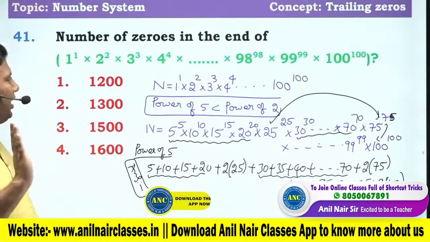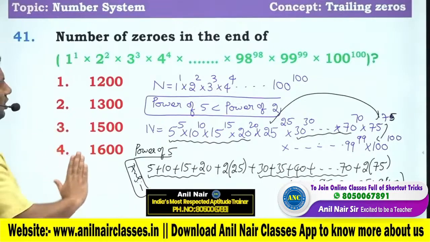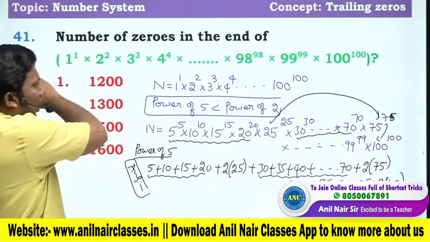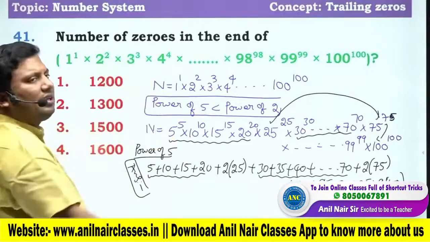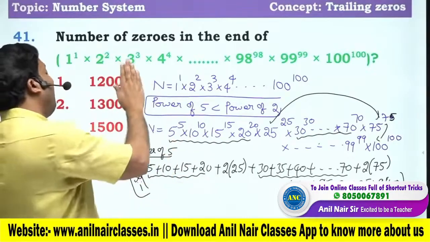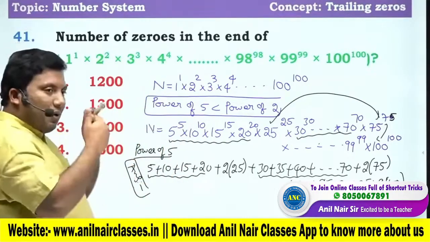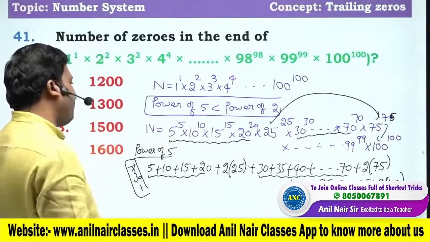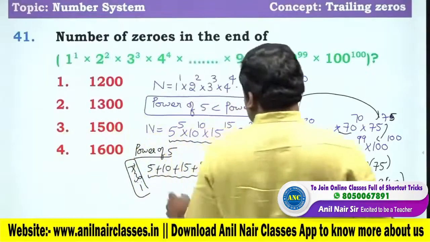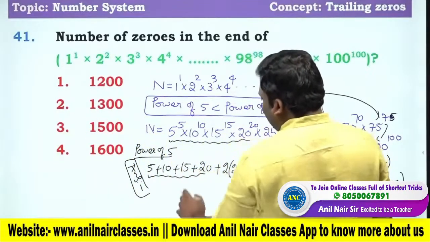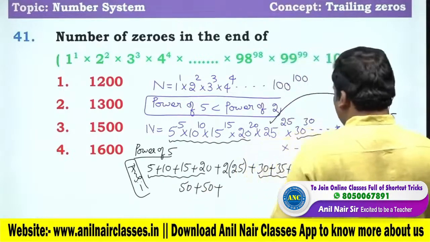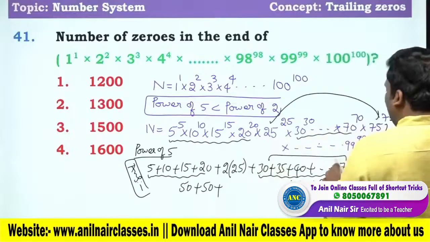I hope the idea is clear. Very, very good question. You should not get intimidated looking at this question. There are 100 terms. Every second term is a power of 2, every fifth term is a power of 5, so the power of 5 will be less than the power of 2. Only take the powers of 5. So if you solve like this, 5 plus 15, 20, 30, it is 50. 25 2s are 50. So this will be 30 plus 70, 100. 65 plus 35, 100.